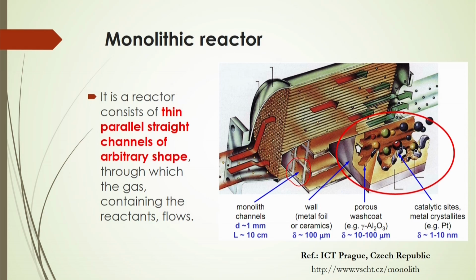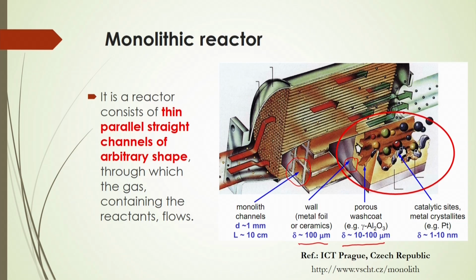The wall is a metal foil, which is called the support; it may be metal foil or ceramic. The thickness is very small, around 100 micrometer. The porous wash coat is the layer on which the catalyst particles are placed. It is made of gamma aluminum oxide, and its thickness is around 10 to 100 micrometer.